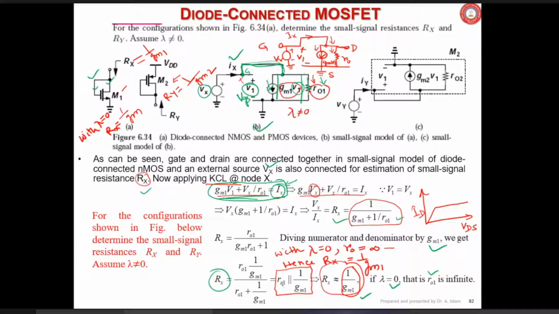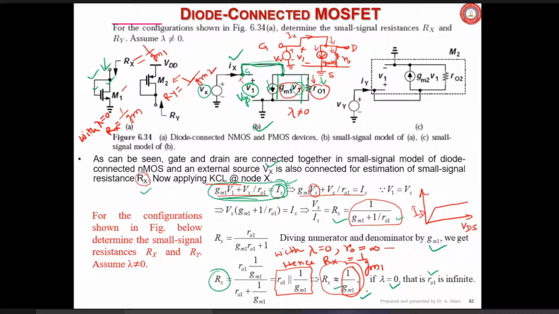When you are paralleling Rho1 with 1 upon Gm1, then you get this. So Rx equals 1 upon Gm. Once you are looking from this side, this will be very useful for the fourth module. I think the fourth module is having the analog circuits. Again, maybe I have to remind you if you forget.